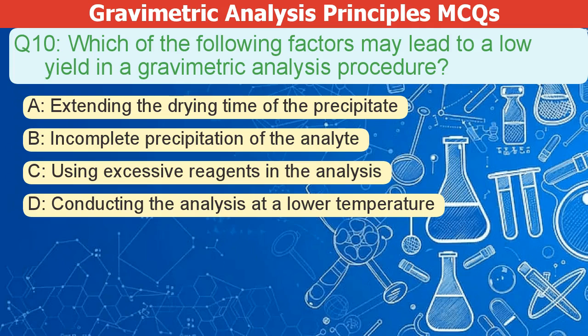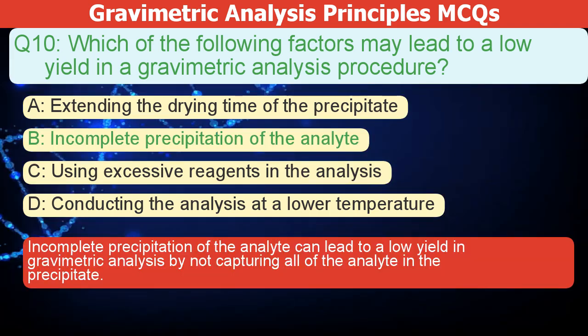Which of the following factors may lead to a low yield in a gravimetric analysis procedure? A. Extending the drying time of the precipitate. B. Incomplete precipitation of the analyte. C. Using excessive reagents in the analysis. D. Conducting the analysis at a lower temperature. The correct answer is B. Incomplete precipitation of the analyte can lead to a low yield in gravimetric analysis by not capturing all of the analyte in the precipitate.